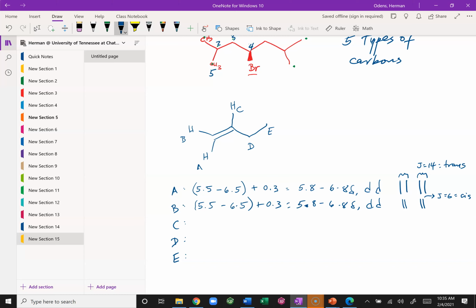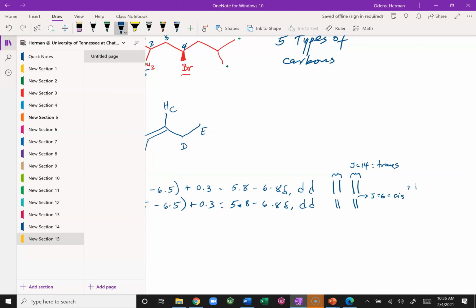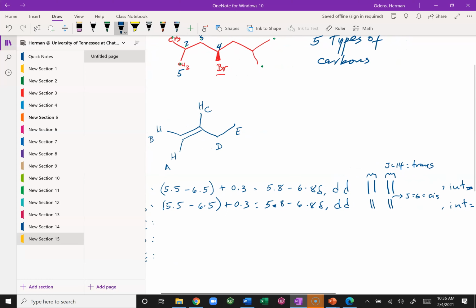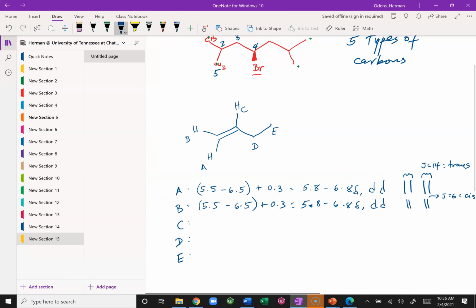They will still integrate for 1? Yes, good question. This will integrate for 1 hydrogen, and this one will integrate for 1 hydrogen also. And these ones are the multiplicities, so it'll look like that.